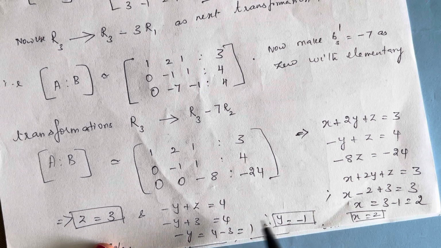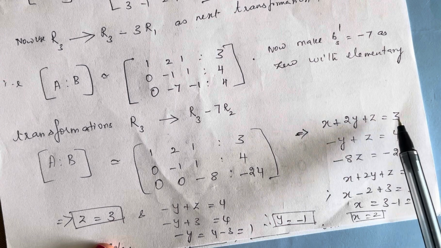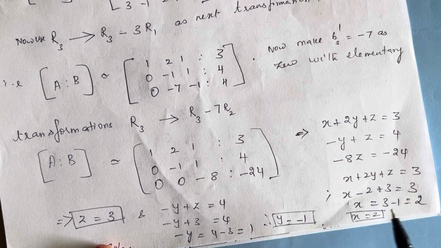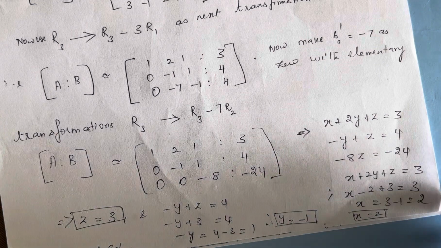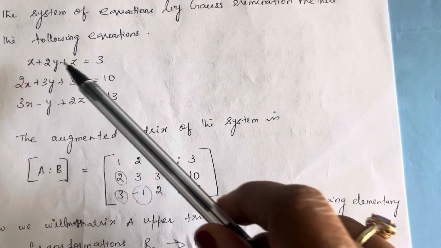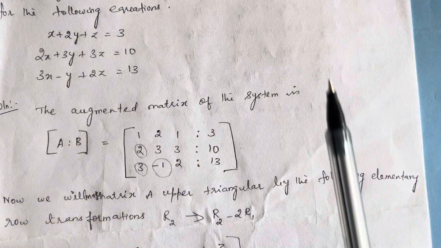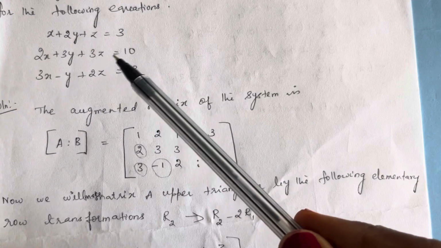Now these values of y and z, let me substitute in the first equation, x plus 2y plus z is equal to 3. To get the value of x, I will get x is equal to 2. So x is equal to 2, y is equal to minus 1 and z is equal to 3. So we have found the solution for the given system of linear equations. To check whether you have done it correctly, if you substitute here, all these equations will be satisfied.